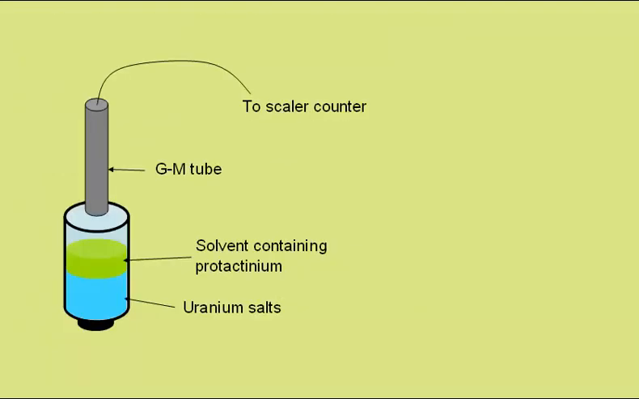Here we have a diagram of the apparatus. This is the polythene bottle containing the uranium salts and the solvent, which when shaken will wash the protactinium from the uranium salts. This then floats on top. The bottle is placed upside down with the Geiger-Müller tube placed above the bottle with a lead going to a scalar counter.